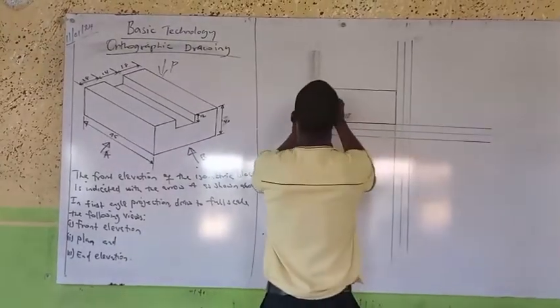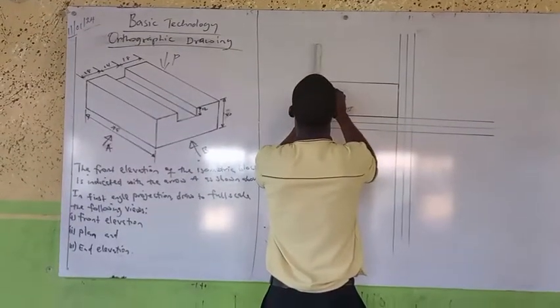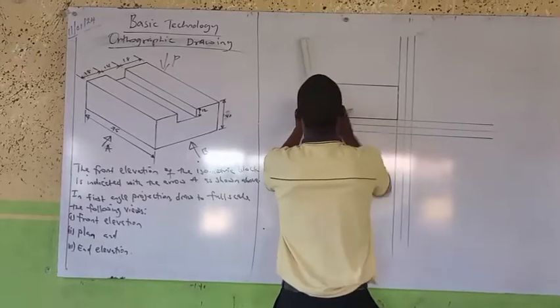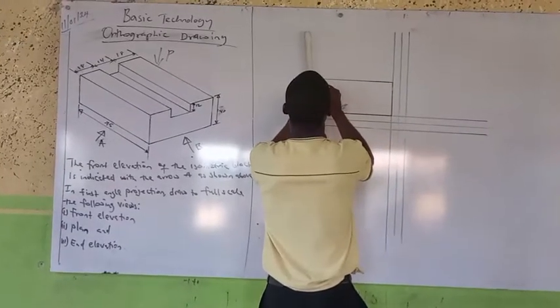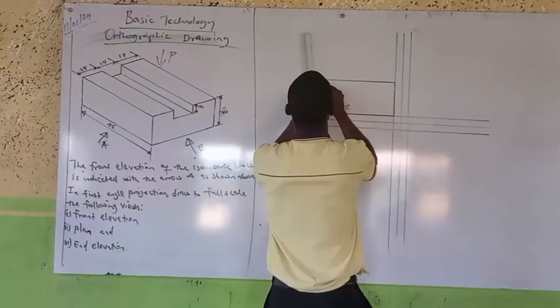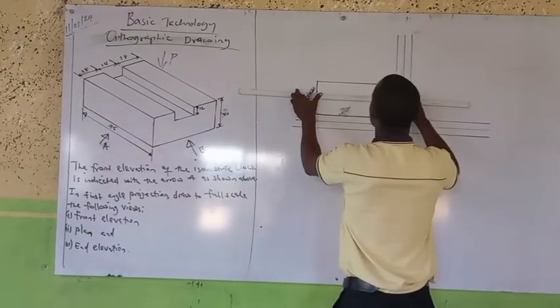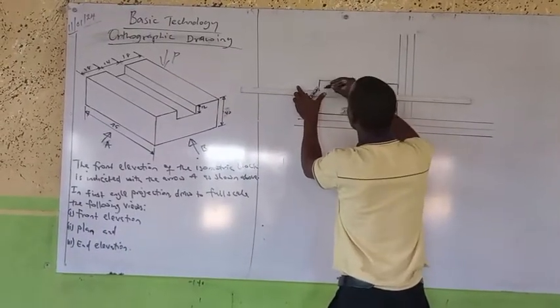Measure it out. What is that? Let me say this one is my 12 millimeter. This is my 12 millimeter. This is my 12. Now bring out short dashes.